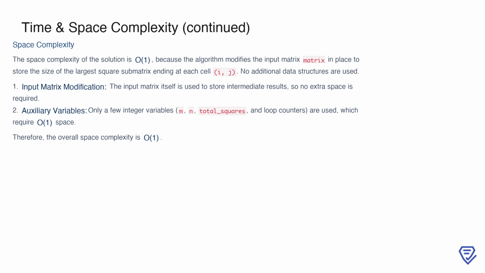This means the size of the input matrix remains unchanged, and no additional data structures are created to hold extra information. For each cell, the algorithm calculates and updates the size of the largest square submatrix ending at that cell directly within the matrix. Additionally, the only auxiliary space used is for a few integer variables, such as those for the matrix dimensions, counters for the loops, and the total count of squares. These variables require constant space, which is O(1). Therefore, the space complexity of the algorithm is O(1), as it operates entirely in place without allocating any additional memory.